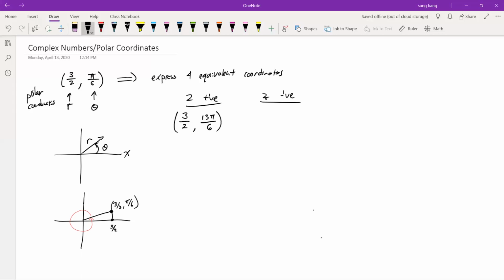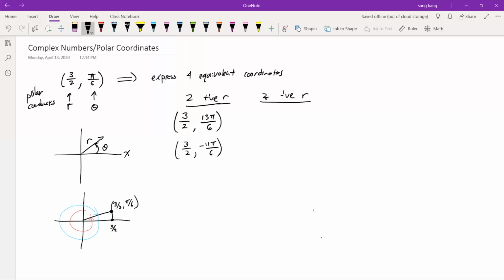We can also subtract 2 pi radians. So we're essentially going, oops, not that way, the other way, this way. So we're subtracting 2 pi radians. And if we do that, we'll get negative 11 pi over 6. And of course, we can express this with a negative r. So what I meant here was positive r and negative r.